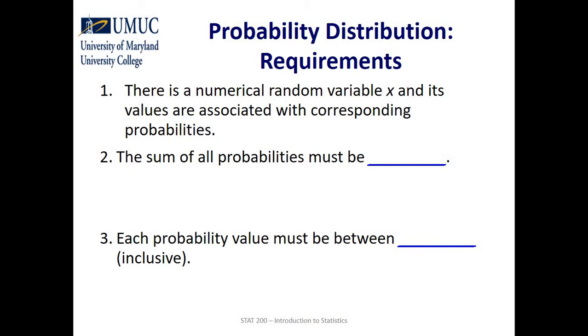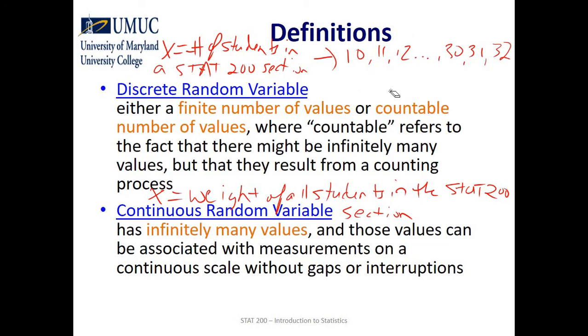All right, there are a couple of requirements of probability distributions. The first is that there's a numerical random variable, which is x, and its values are associated with corresponding probabilities. Back on our previous example, we had the number of students, 10 to 32. Those are numbers, and there's a probability associated with each of those.